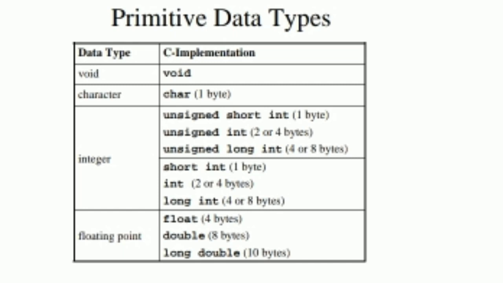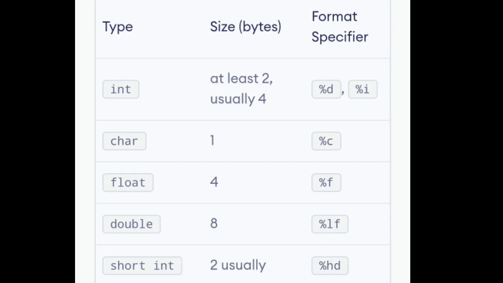Signed character, the memory size is 1 byte, -128 to 127. Unsigned character, the memory is 1 byte, ranges from 0 to 255. Float 4 bytes, double 8 bytes, long double 16 bytes. We can use the sizeof operator to check the size of a variable.